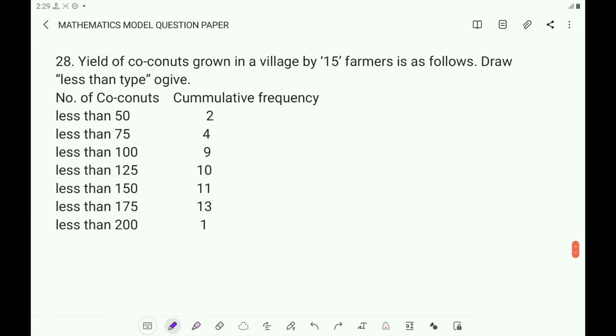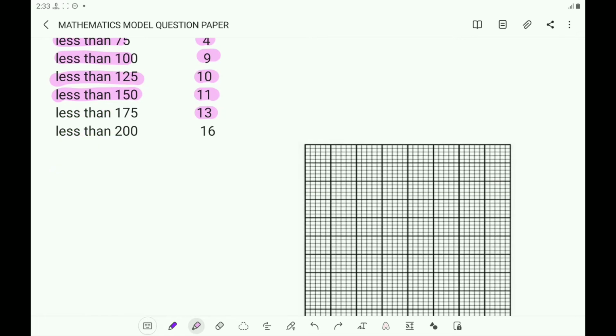Next one you take question number 28. What is your question? Yield of coconuts grown in a village by 15 farmers is as follows. Draw less than type ogive. Here number of coconuts are given and corresponding cumulative frequencies are given. Less than 50, 2; less than 75, 4; less than 100, 9; less than 125, 10; less than 150, 11; less than 175, 13; less than 200, 16.